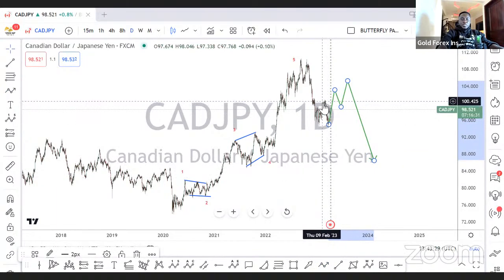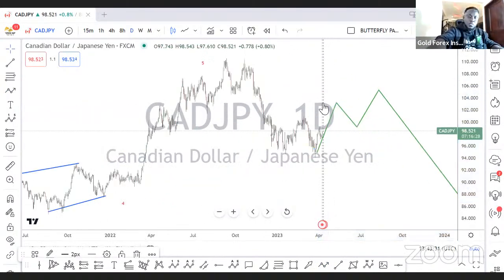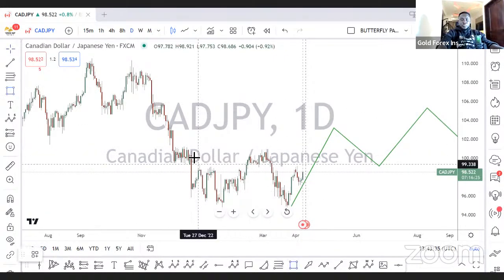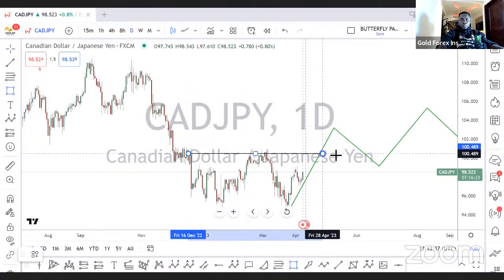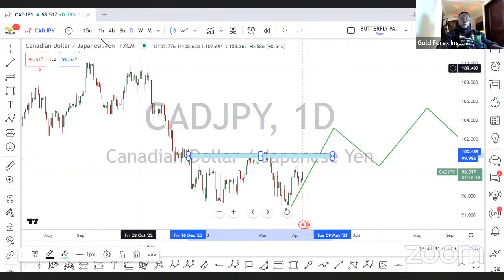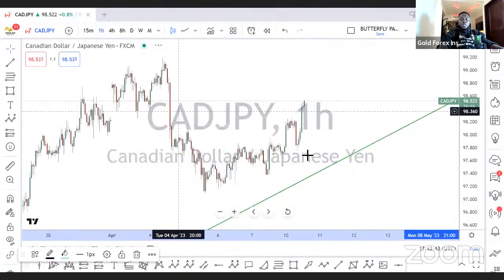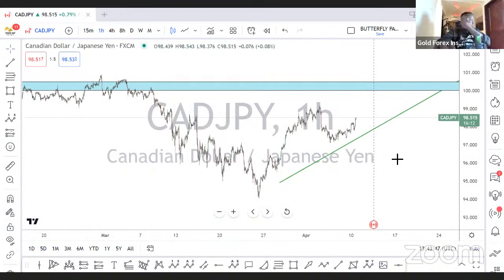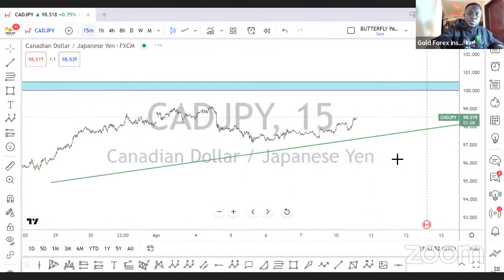Or you can just come and hit this support zone, this resistance zone, and drop. Okay, so at least by the time it gets there, you would have made some good profit. So all you need is impulse, correction, impulse.